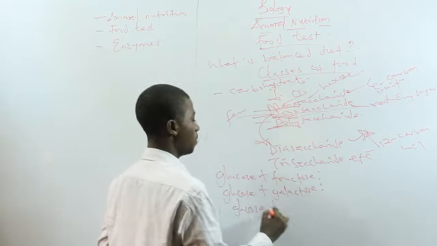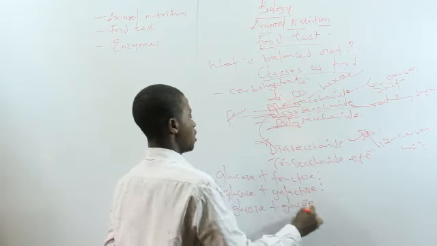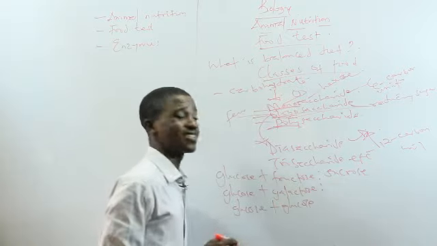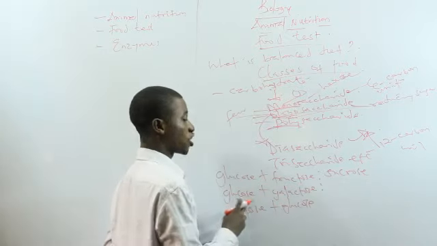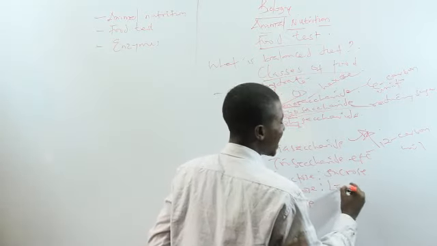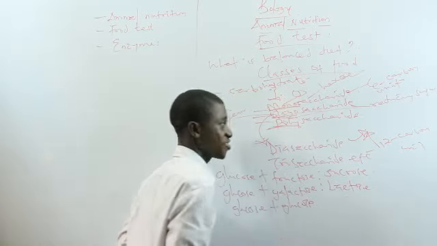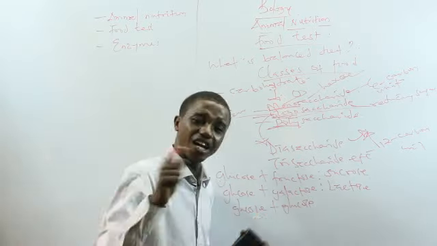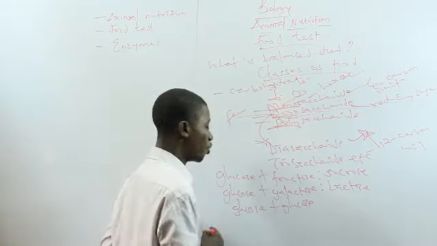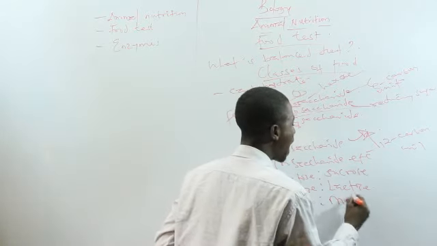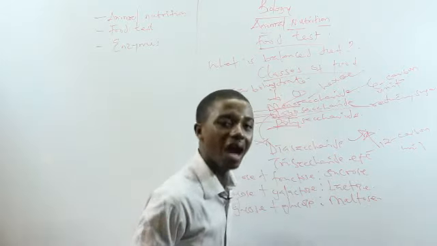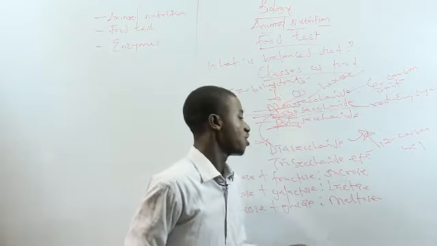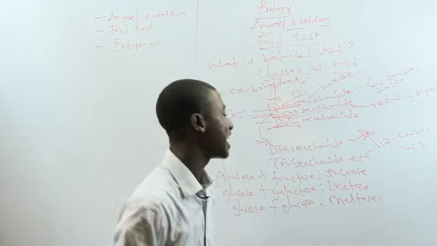Glucose plus glucose. Glucose plus fructose is known as sucrose. So sucrose is a very good example of a disaccharide. Glucose plus galactose is known as lactose. So lactose is a very good oligosaccharide, by extension, a very good disaccharide. Glucose plus glucose is called maltose. And so the examples are sucrose, lactose, and maltose. So sucrose, lactose, and maltose are disaccharides.